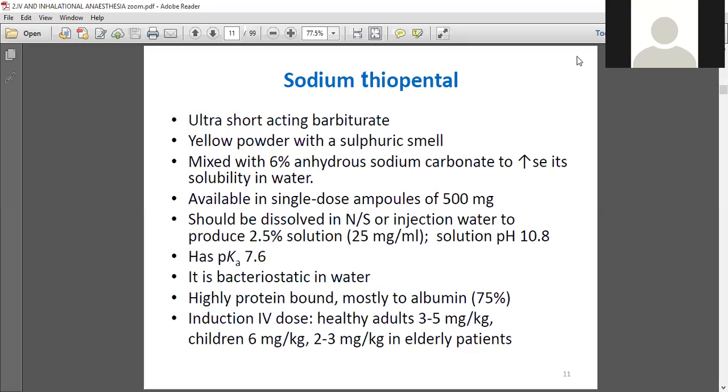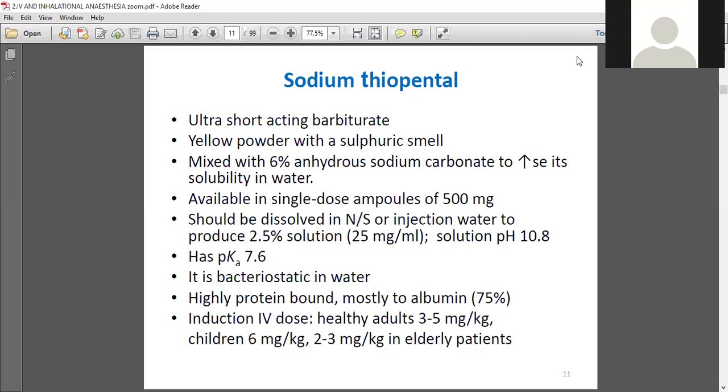And they're available in a single dose ampules of 500 milligrams, which should be dissolved in normal saline or water for injection to produce a 2.5% solution, 25 milligrams per ml. Solution pH is 10.8 and the pKa is 7.6. It is bacteriostatic. So since this is its pH, that means for it to reach the brain, the environment around it should be acidic, right? Because the pH is 10.8. Not acidic, sorry, neutral or alkaline for it to reach.